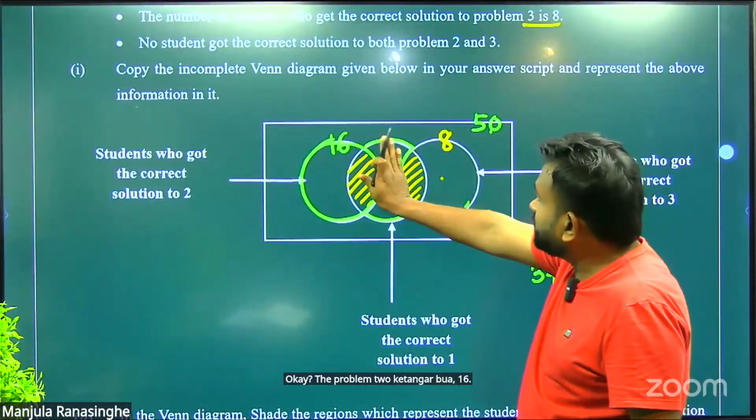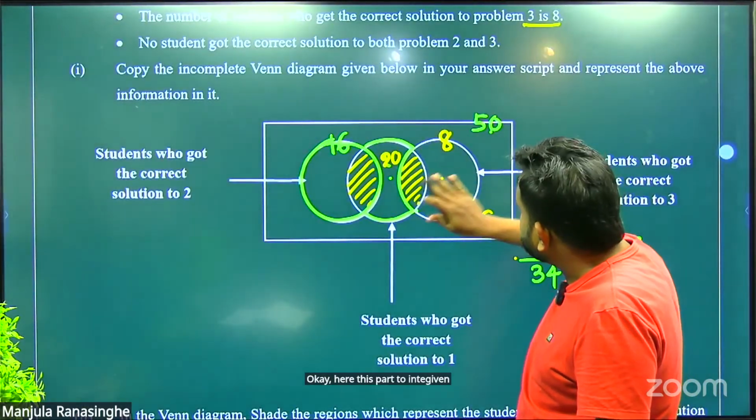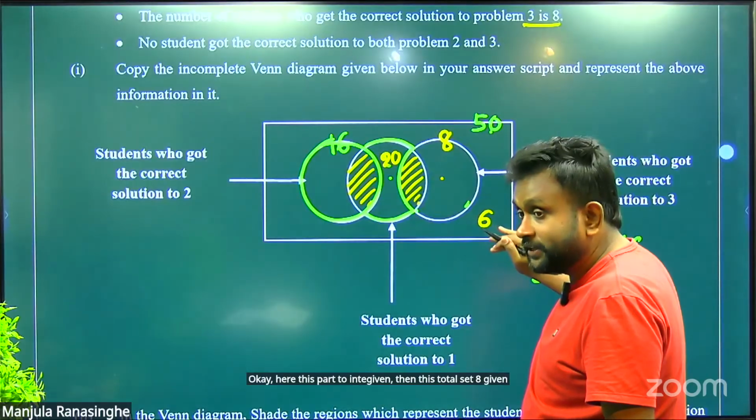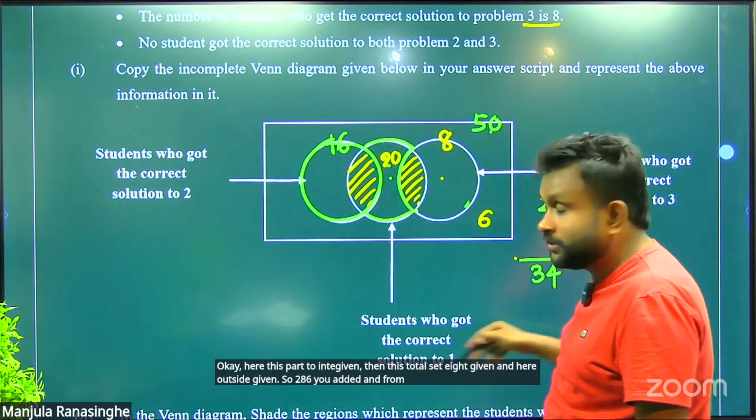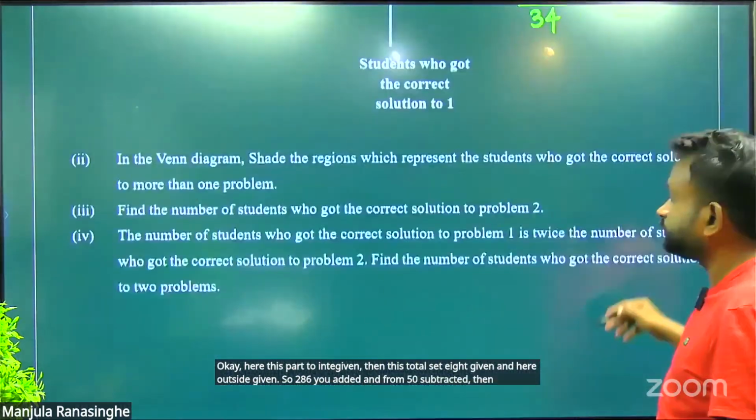Okay, here this part 20 is given, then this total set 8 is given, and here outside is given. So 28 and 6 you added and from 50 subtracted, then problem 2 is given.